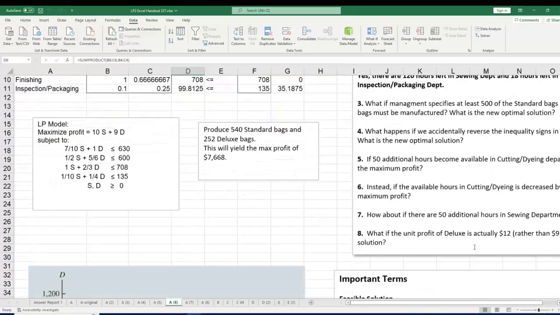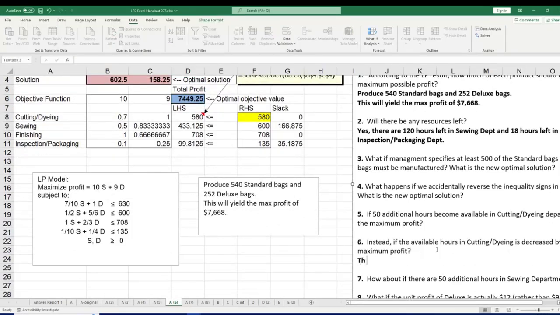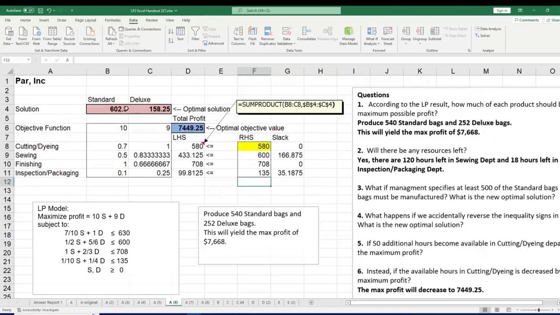And so now we would say the max profit will decrease to 7449.25. Again, you have a slightly different optimal solution. This is like adjusting to the amount of the resources changing. Okay, and let's go over to number 7.